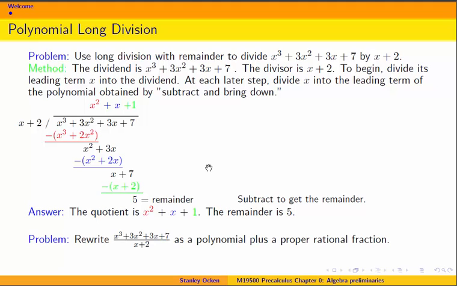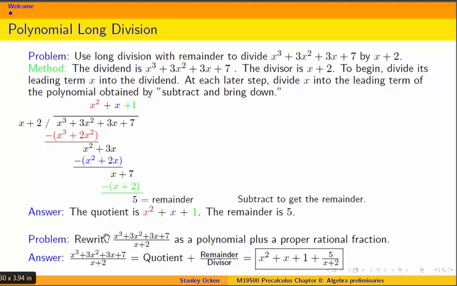There's another way to phrase the problem. Rewrite this fraction. Dividend over divisor is a polynomial plus a proper rational fraction. And that means that when you divide, you get a quotient, but you also have a remainder. And when you express the problem as a fraction, then the original fraction division is the quotient plus the remainder over the divisor. That's x squared plus x plus 1 plus 5 over x plus 2.